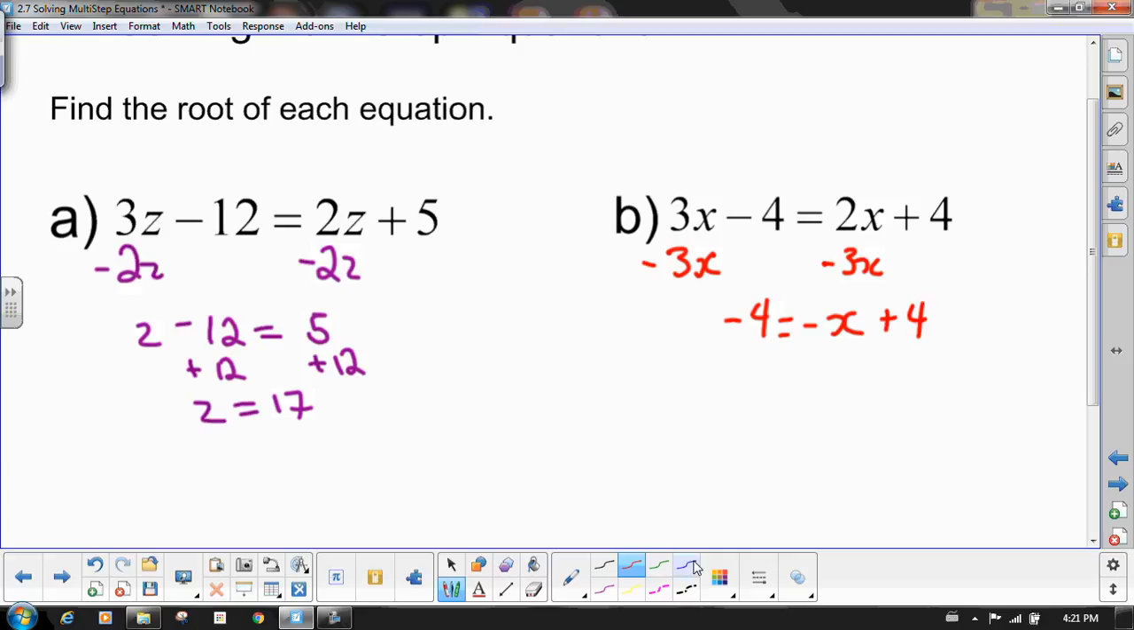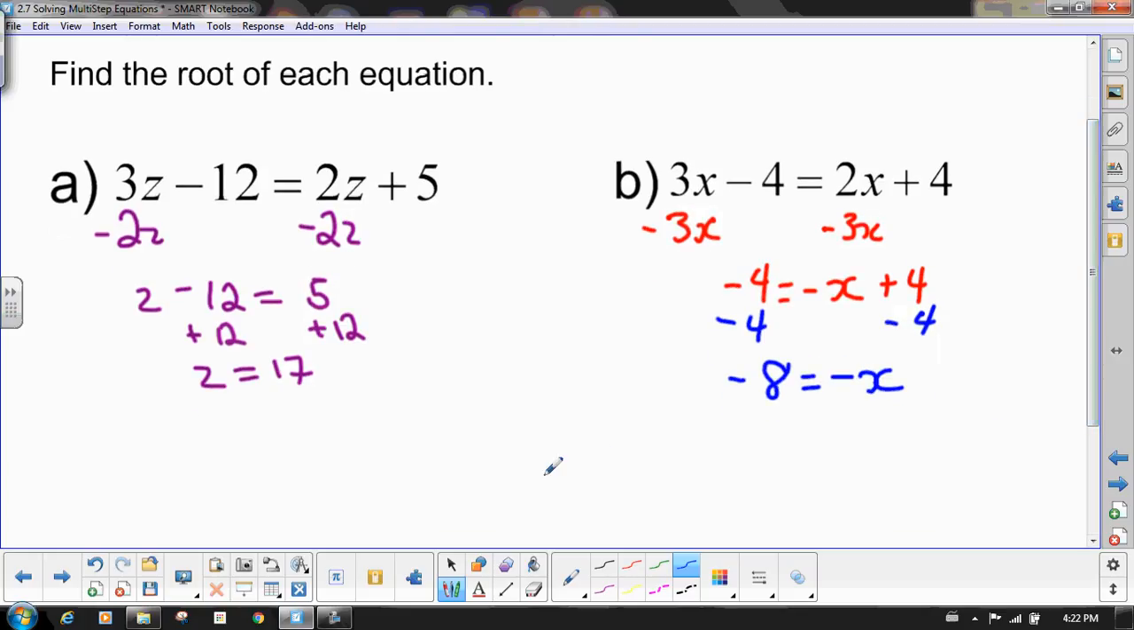Now we want to get that 4 over to the other side because our goal is isolating the x. So the opposite of adding 4 is subtracting 4. So I'm going to subtract 4. I have minus 4 take away 4 is going to be negative 8, and then that equals negative x.